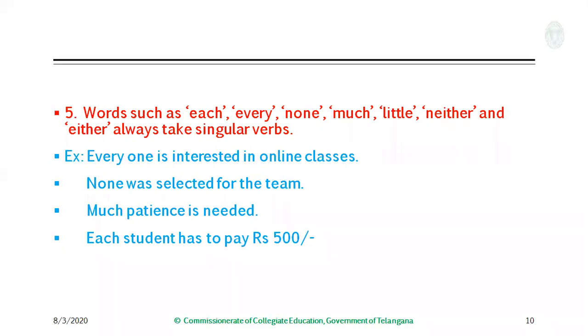Each student has to pay rupees 500. Each student will get information. Each student is expected to submit the report in a week's time. Each student is expected, not are expected. So here, these words always take singular verbs: everyone, none, much, each, little, neither, either.